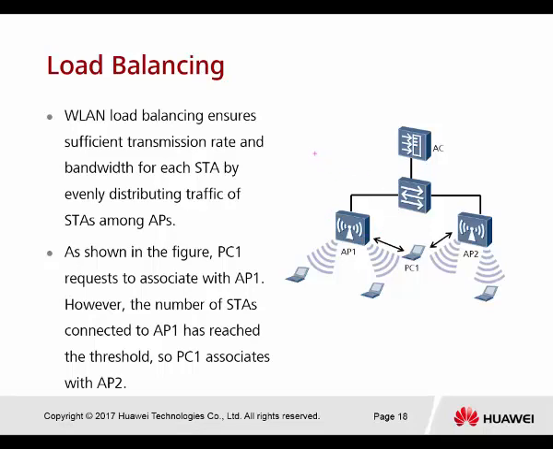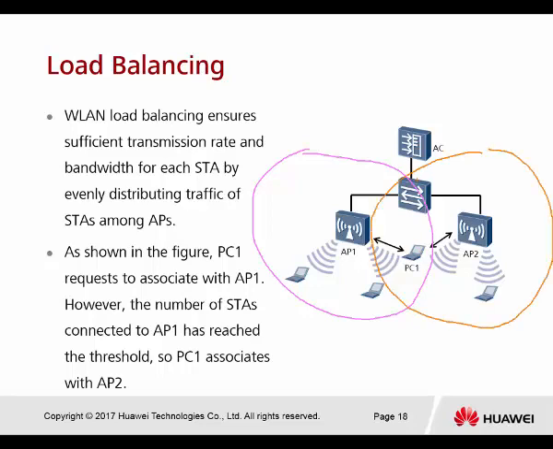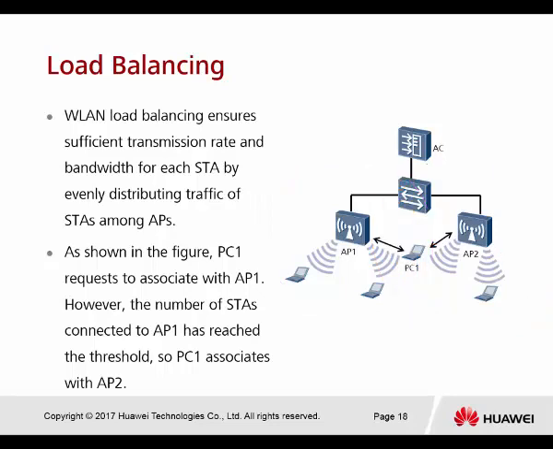So this is my AP. I have my own coverage. And then AP number 2 also has its own coverage area. So the load balancing is only applied to this overlapping area. Okay, only a PC connected in this area has a high chance of supporting load balancing, based on the traffic. So when AP1 already has too many STAs connected, you're going to load balance the users here to AP number 2. Okay, so this one is based on the configuration that we have done.